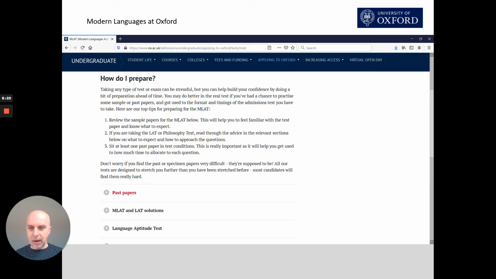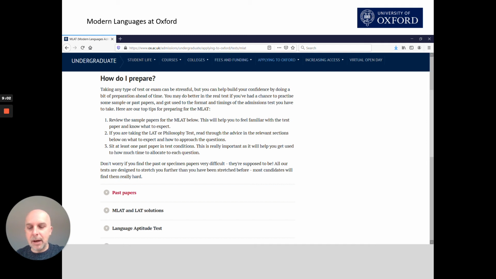On our website, on the test page, we have a selection of past papers, so recent tests from recent years for you to practice on, as well as MLAT and LAT solutions, so the answer papers against which you can check your work. So lastly, our tips to prepare for taking the Modern Languages Aptitude Test. Firstly, navigate your way through our website to the test papers on the page here, and review the sample papers on the site here. That'll help you to feel familiar with the test paper and to know what to expect.